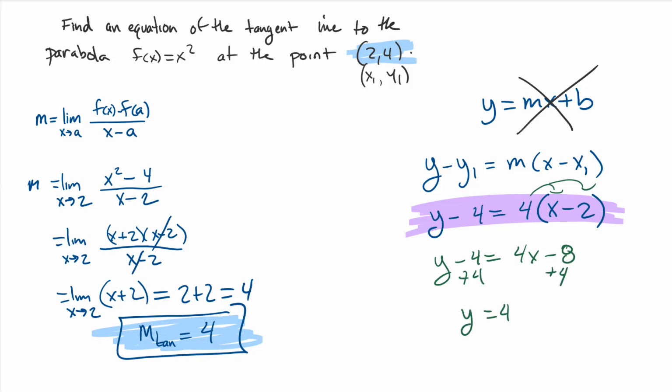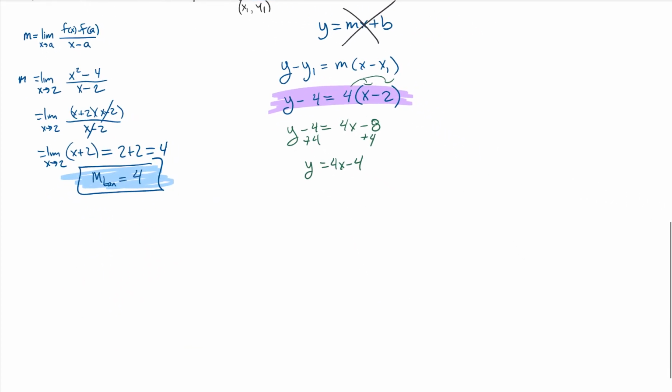Maybe it's easier for you to graph this way: y is equal to 4x minus 4. So we found an equation of a line, and I'm about to be done babbling. I know we're 13 minutes in. I should shut up.